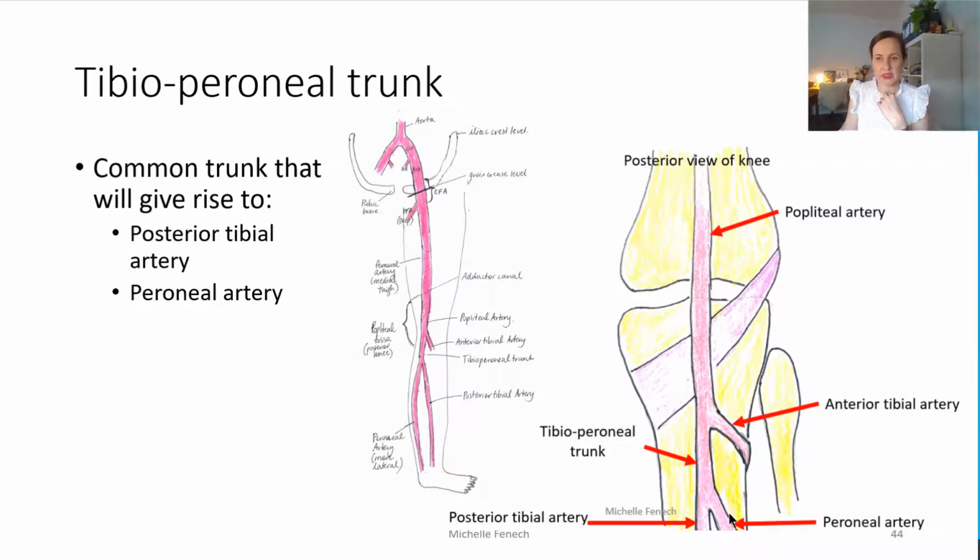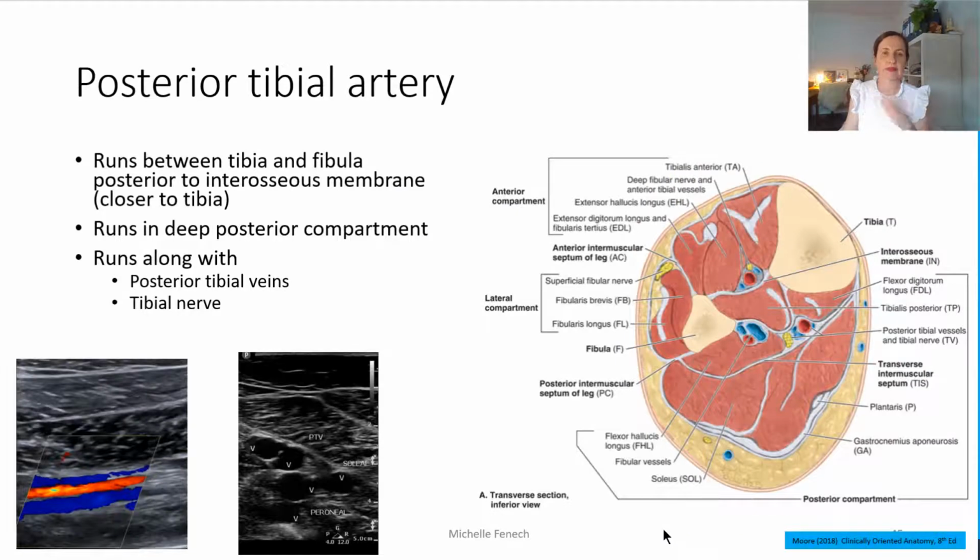The anterior tibial artery, the peroneal artery, and the posterior tibial artery, you'll have one artery and two veins with all of these. It'll make sense when we cover it in the veins. So your posterior tibial artery, it's going to sit in the posterior compartment of the leg, between the tibia and the fibula, but posterior to this interosseous membrane, and it's sitting over here. It travels with a nerve called our tibial nerve. So these vessels are called posterior tibial arteries and veins, but the nerve is called the tibial nerve.